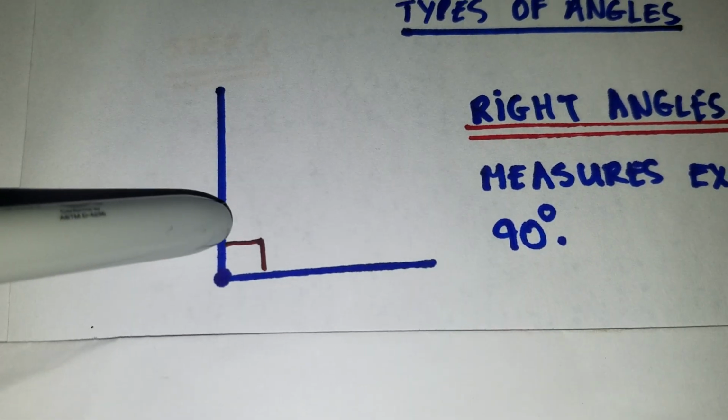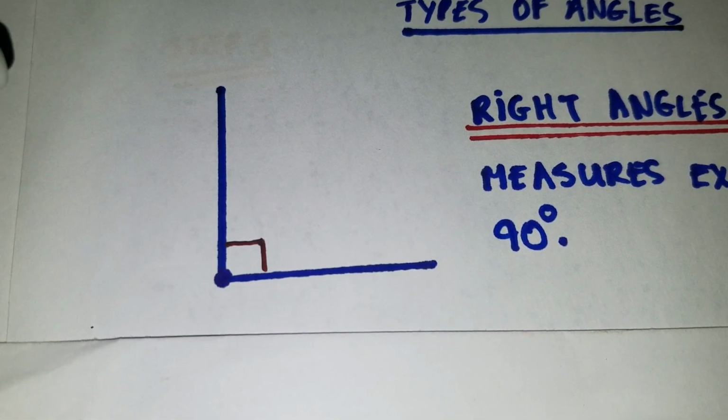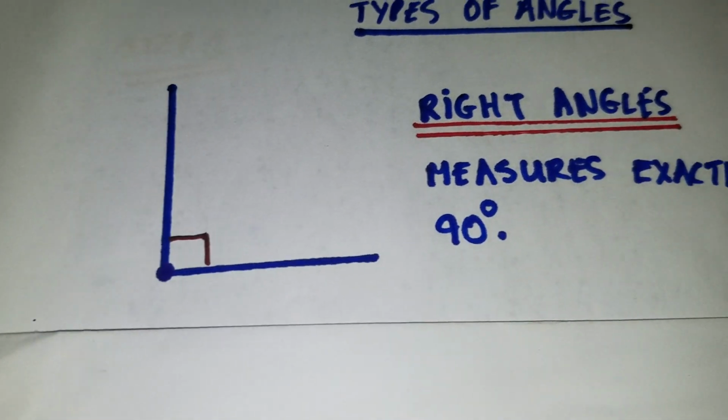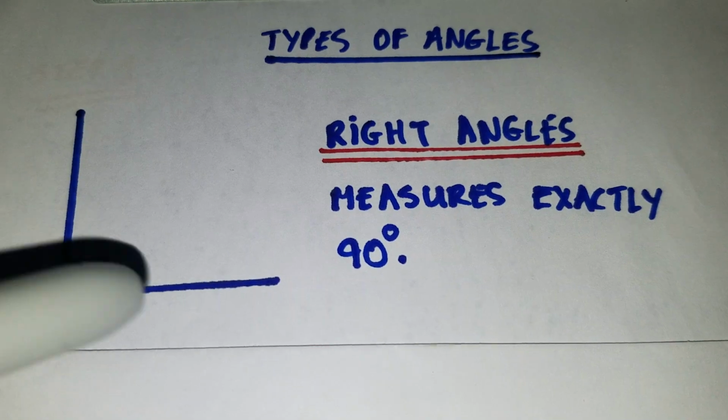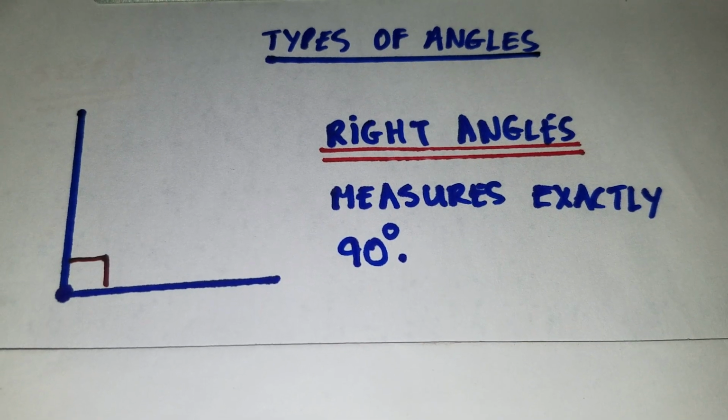The right angle is usually represented by the square edge right here. So when you see the square edge, it usually indicates a right angle. Now, the right angle measures exactly 90 degrees.